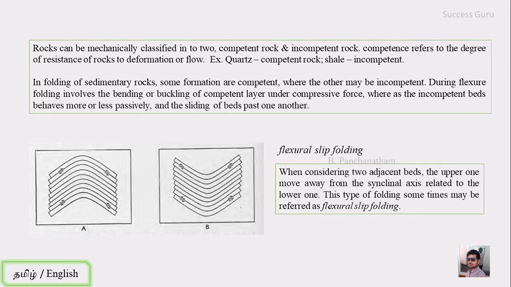slip fold. Here is an example: when considering two adjacent beds, the upper one moves away from the synclinal axis, so this is a syncline, and this will be the synclinal axis. The upper one moves away from the synclinal axis, and the lower one tends to move towards the synclinal axis. Such a type of folding is sometimes referred to as the flexural slip fold, which is a subdivision of flexural folding. Okay. So this is what a flexural fold and a flexural slip fold are. I think you are clear, right? We will see it once again at the end.